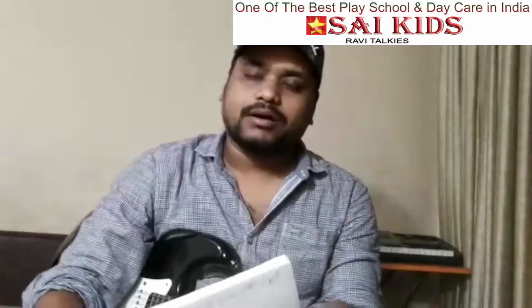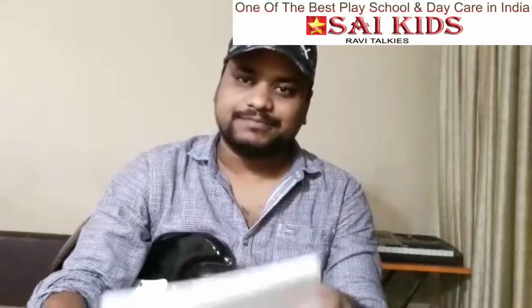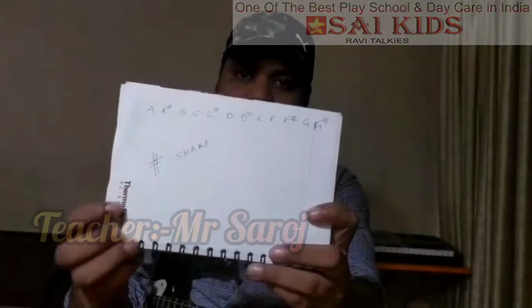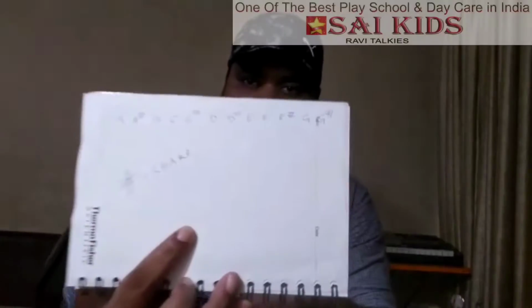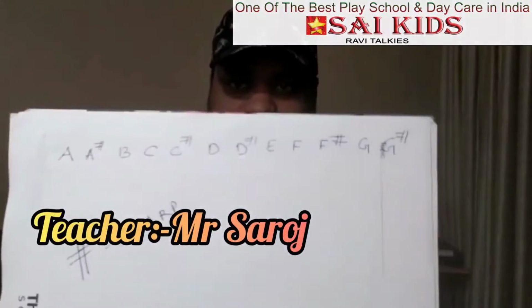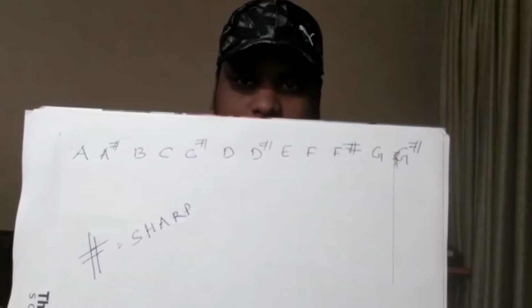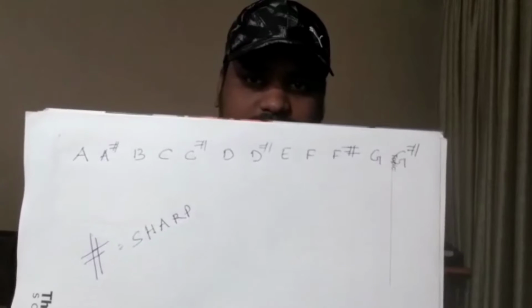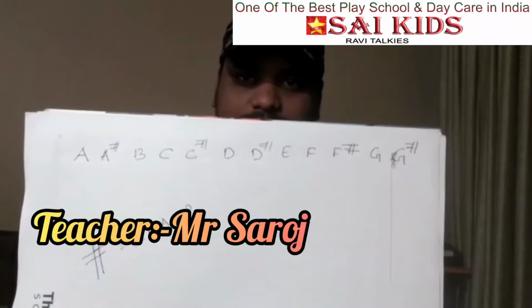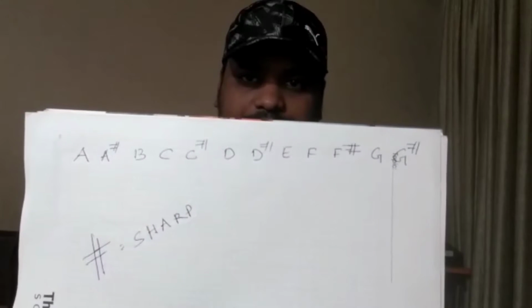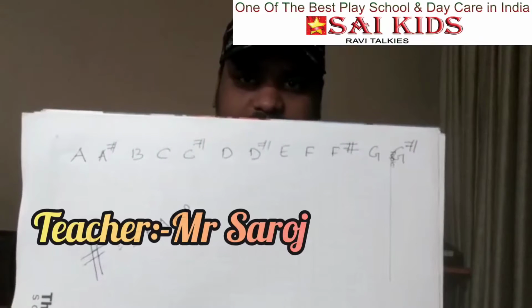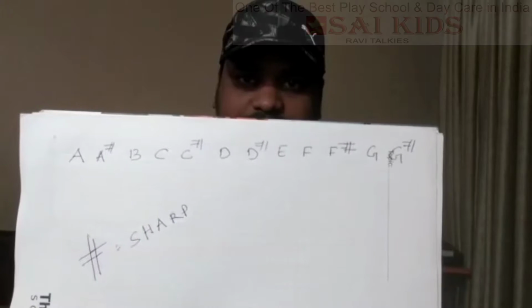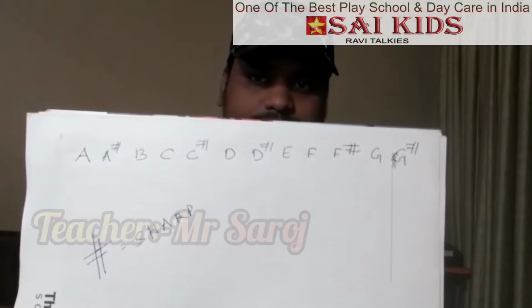So last class we learned all the notes in a guitar. So just to give you an overall idea, this I showed you. How many notes are there in total? It is 12 notes. Starts with A, A sharp, B, C, C sharp, D, D sharp, E, F, F sharp, G and G sharp. Okay.